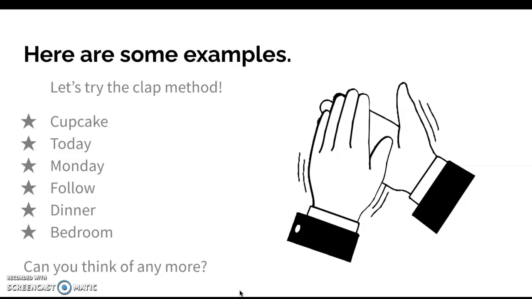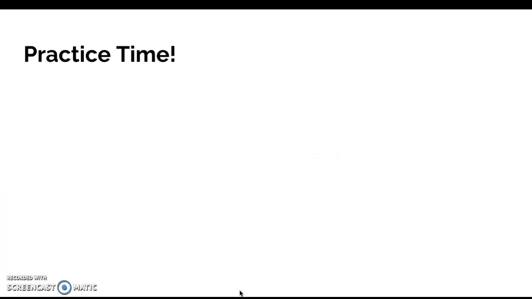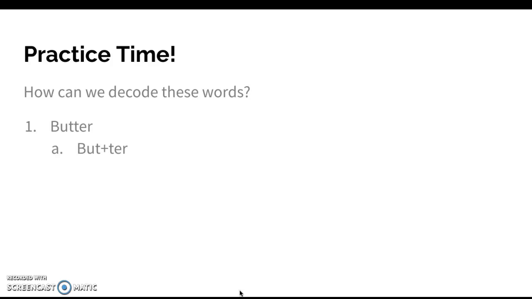So go ahead and pause the video and see if you can think of or find any more 2-syllable words. So let's go ahead and practice. So how can we decode these words using their syllables? So this is our first word. We can decode this word by breaking it down into its 2 syllables, and by using the clap method, we read this as but-ter. So when you put the 2 syllables together, it forms the whole word butter.